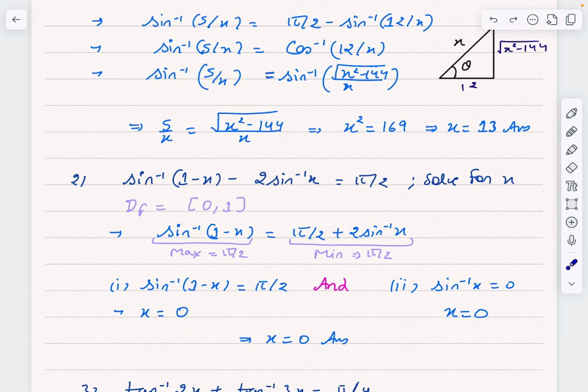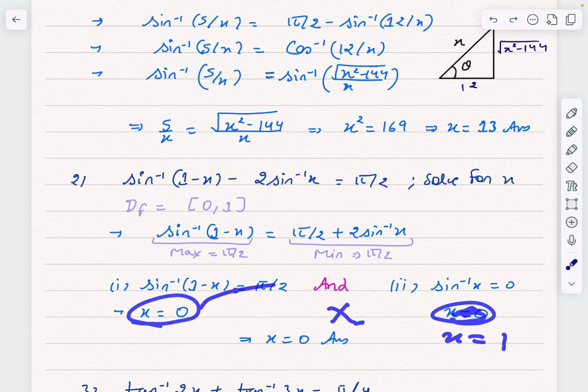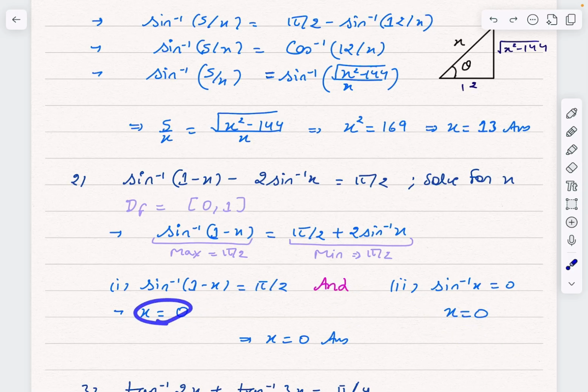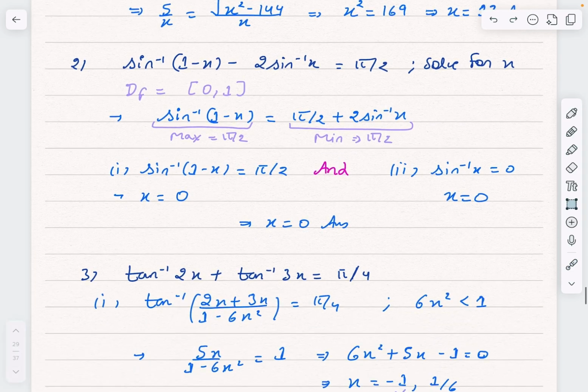It is important because we should take the common value. You want both of them to be true at the same time. So let us say if x was 0 here and x was 1 here, then the answer would have been no solution, because we are supposed to take common values. Here x is 0, here x is 0, so the common value is x equal to 0. I hope it makes sense, guys. Next one.